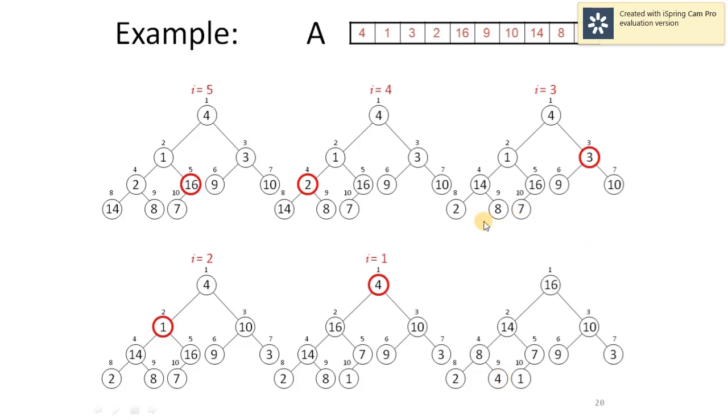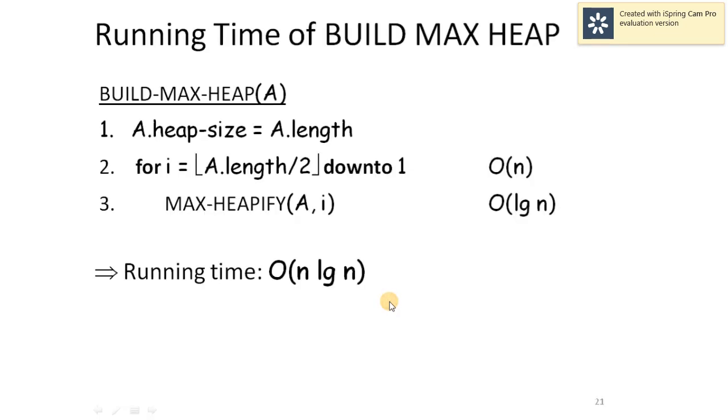So the final contents of the array will be 16 at index position 1, then 14, 10, 8, 7, 9, 3, 2, 4, 1. So this is showing us the initial contents of the array, and after the build max heap execution, the final contents of the array will be 16, 14, 10 and so on. So this is all about the build max heap execution.